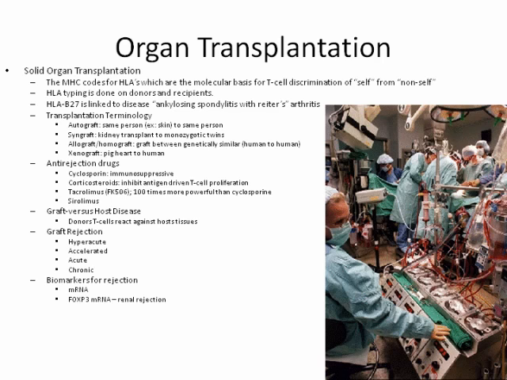A couple different types of graft rejection. You can have a hyperacute, which is right away, instantly. That would be like giving a wrong blood type. You can have accelerated, which happens pretty quick. Acute happens fairly quickly as well, and chronic is very slowly over time. We do have some biomarkers for rejection. There's a messenger RNA test they can do to check to see if it's rejecting, or a FOXP3 messenger RNA test that tests for renal rejection as well.